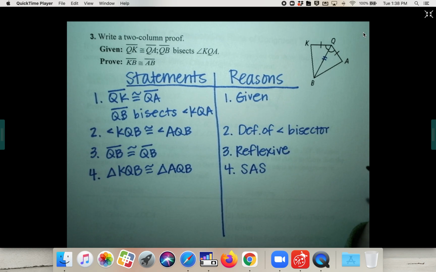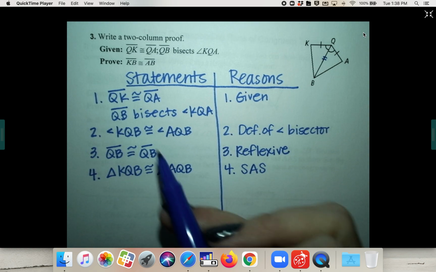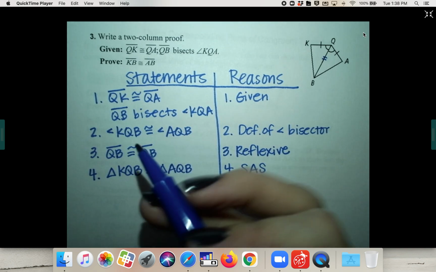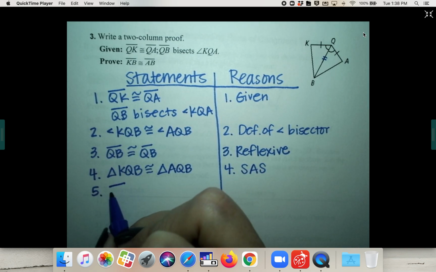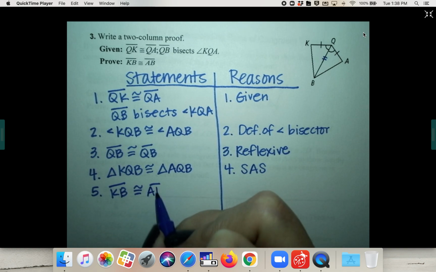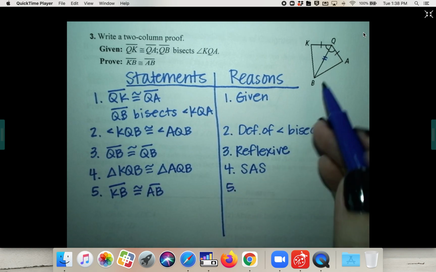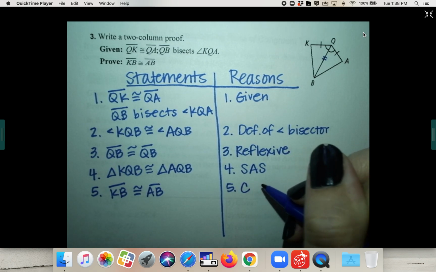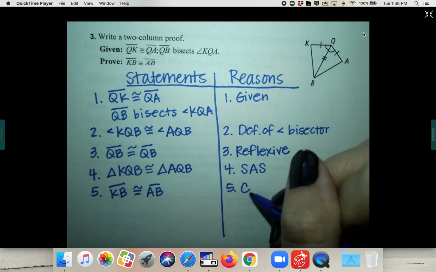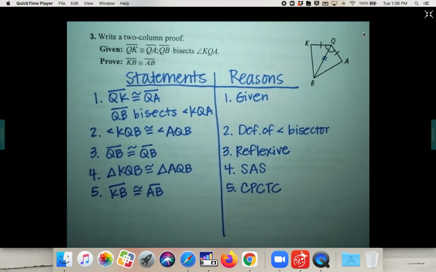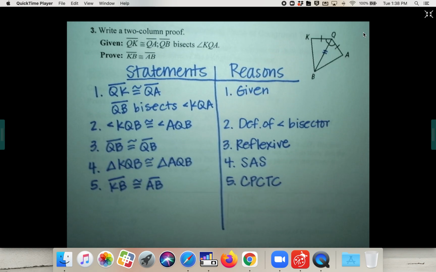And that's not what we were actually trying to prove, but now that we have proven the triangles are congruent, we can prove all corresponding parts must also be congruent. So now we can say that KB has to be congruent to side AB because of the corresponding parts in congruent triangles. Corresponding parts of congruent triangles are congruent. CPCTC. All right, last one.